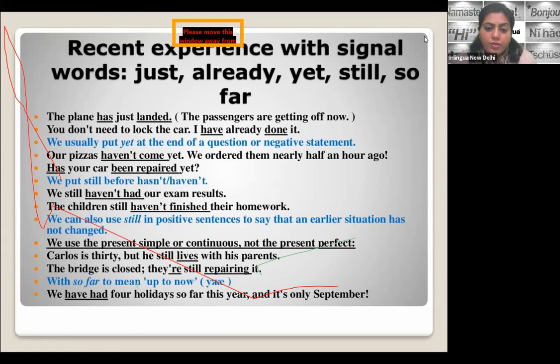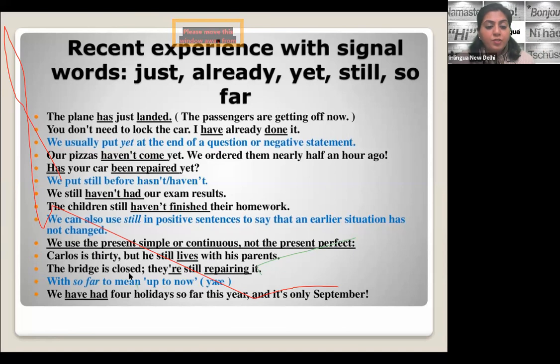we also use still in positive sentences, not only in negative sentences. So let's see how we can use still in positive sentences. Carlos is 30 years old, but he still lives with his parents. He still lives, meaning he still lives with his parents in the same house. Here, we are using the word still in a positive sentence, and we are using it before the action word lives.